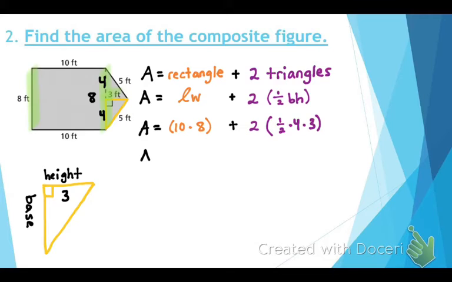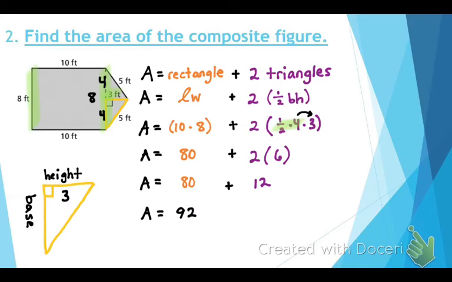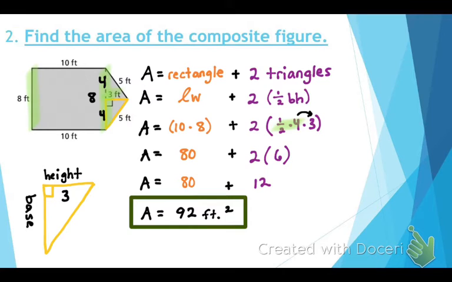All right, so now the area of the rectangle is what? 80, because 10 times 8 is 80, plus 2 triangles. Now let's focus on this, just the first part. What is half of 4? 2, and then what is 2 times 3? 6, all right? So we're multiplying it by 6. Then I bring everything else down. 80 for the rectangle plus, what's 2 times 6? 12. What is 80 plus 12? 92 what? Feet squared.